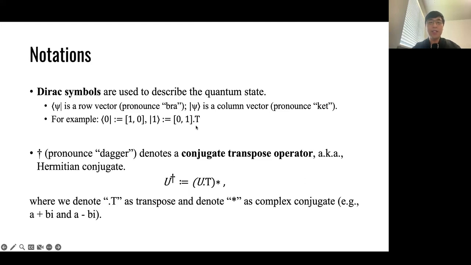By the way, the T here denotes the transpose. We use the transpose on the row vector to represent the column vector. And this symbol is pronounced dagger. Dagger denotes the conjugate transpose operator, also known as the Hermitian conjugate. Besides the transpose, we also use the star symbol to denote the complex conjugate.